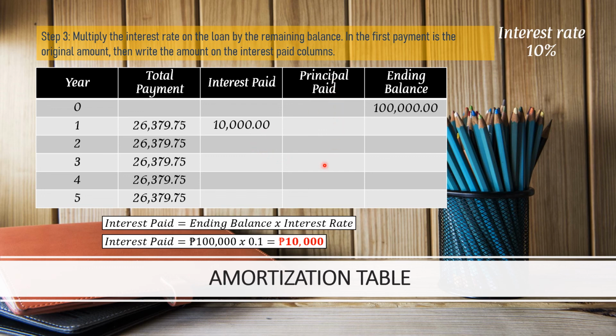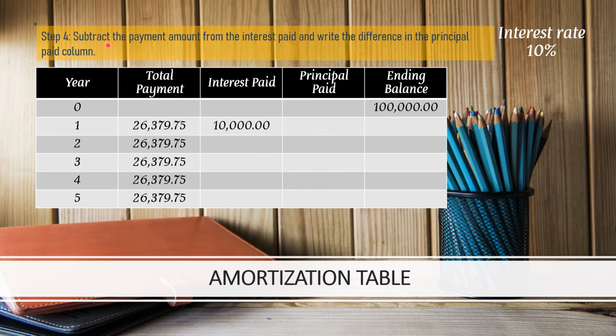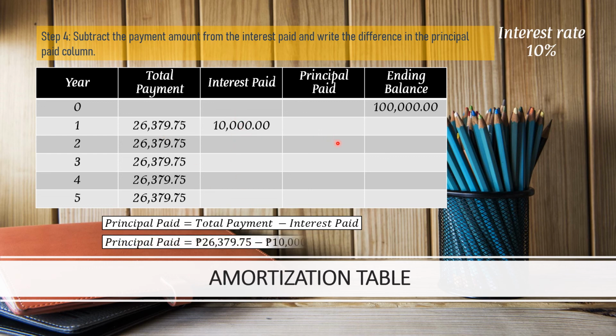And for the principal amount, gagawin natin dyan, subtract the interest paid from the payment amount and write the difference in the principal paid column. So, paano yon? Principal paid is equal to the total payment, which is 26,379 pesos and 75 centavos, minus the interest paid 10,000 pesos. Therefore, the principal paid is 16,379 pesos and 75 centavos.